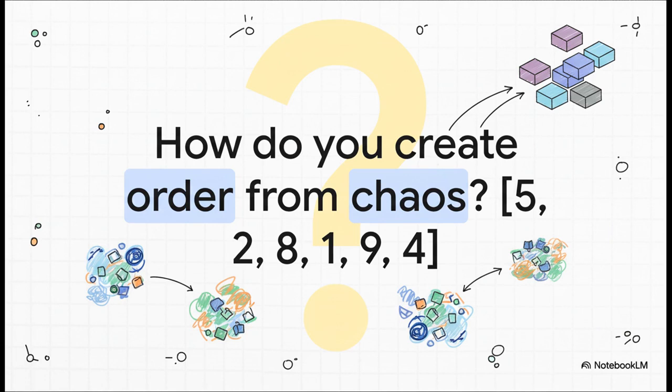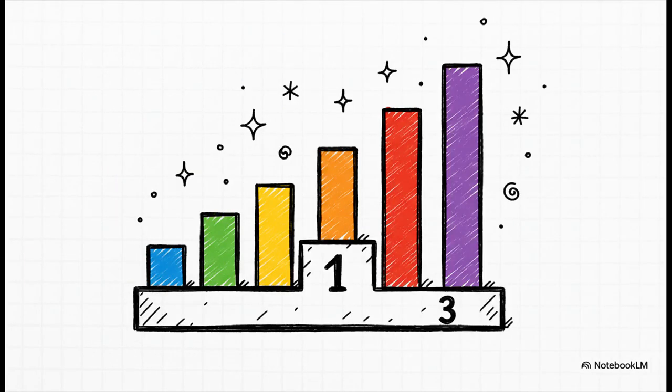How do you sort something? Imagine you've got this list of numbers right here. It's just a complete jumble, right? No rhyme or reason to it. So how do you fix it? And what you want is this, a perfectly sorted list, smallest to biggest.